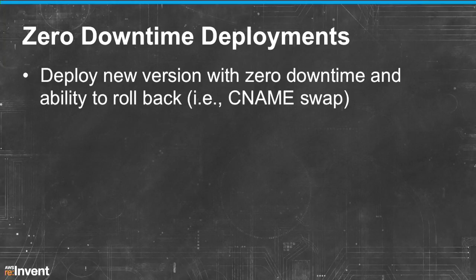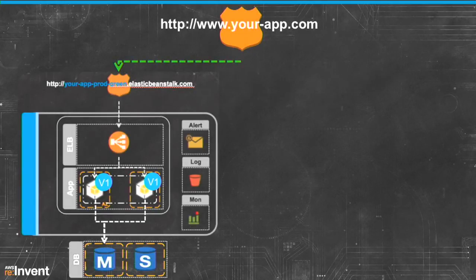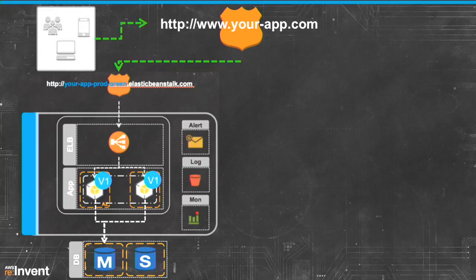But if you have a couple of additional requirements, I don't want any customer to be impacted by the push, and I want to be able to roll back quickly, then CNAME swap is a potential way of doing that. So let's walk through that. I have my Elastic Beanstalk environment. It's up and running. It's attached to my URL, yourapp.com, and it's all configured and set up. Any customer data or requests to that URL are going to get routed to my application.